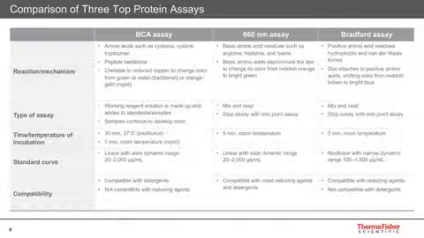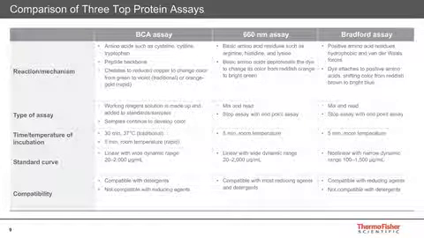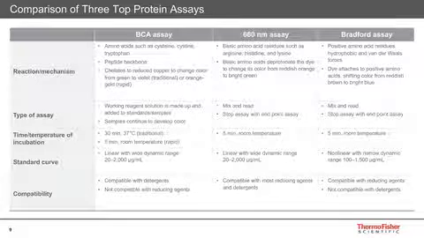Now, in the BCA, the working reagent is made by mixing copper sulfate solution with the chelator and is then added to the sample. In dye-based assays such as the 660 nanometer assay and the Bradford assay, the reagent is a simple mix-and-read reagent, so it is directly added to the sample.